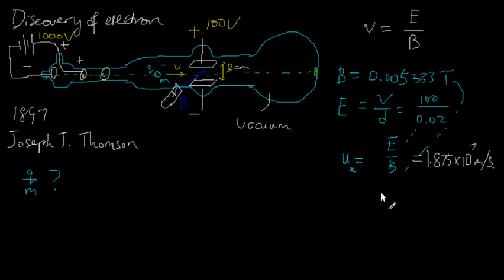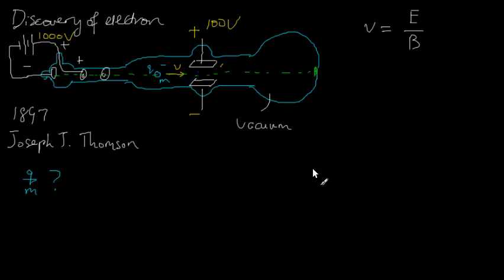So having found this velocity of the particle, the next step is to remove the magnetic field and measure the bend angle. So let's do that. Okay, so let me write out the velocity here. We'll need it afterwards. The velocity of this particle is 1.875 times 10 to the power of 7 meters per second.